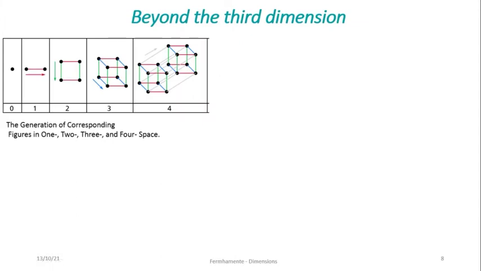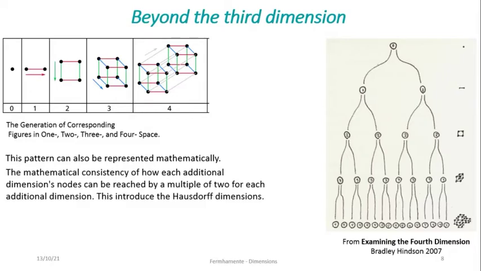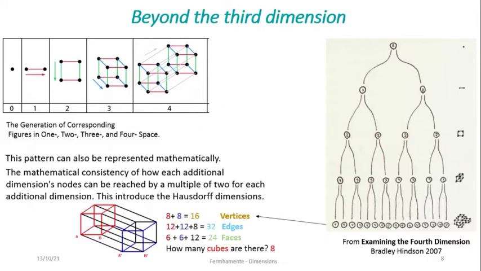Looking again at the generation scheme of dimensions, we count the number of vertices and edges. This pattern can also be represented mathematically. The image from examining the four dimensions shows a scheme to count the numbers of vertices. Each additional dimension's nodes can be reached by a multiple of 2 for each additional dimension. So, for a tesseract, the number of vertices is 16, with 32 edges and 24 faces.